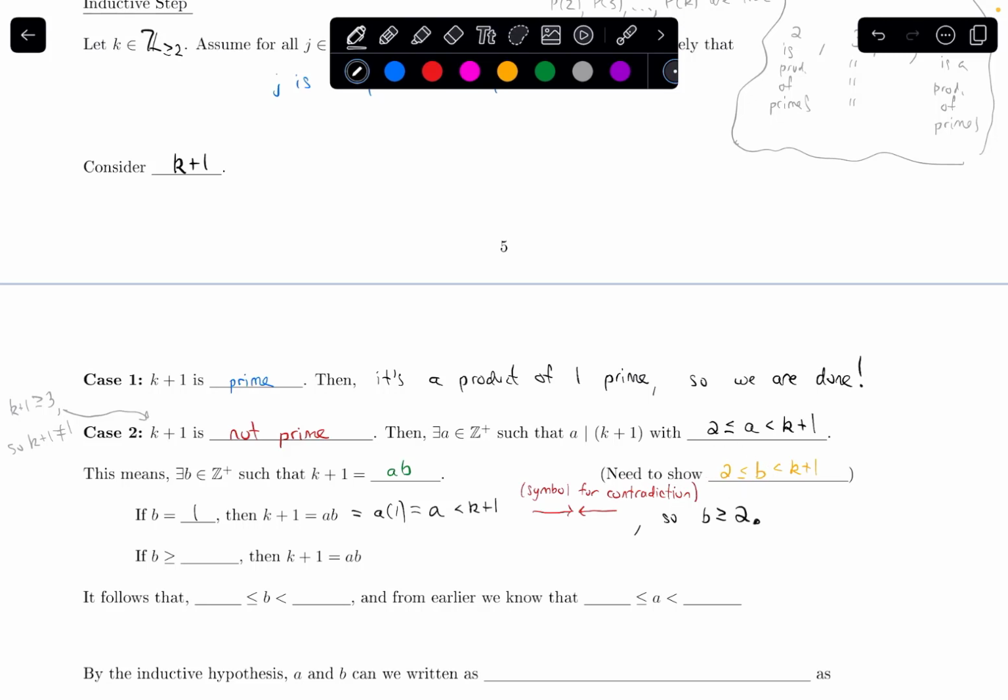Now I need to show that b's got to be less than k plus 1. So let's see what happens if I suppose b is greater than or equal to k plus 1.